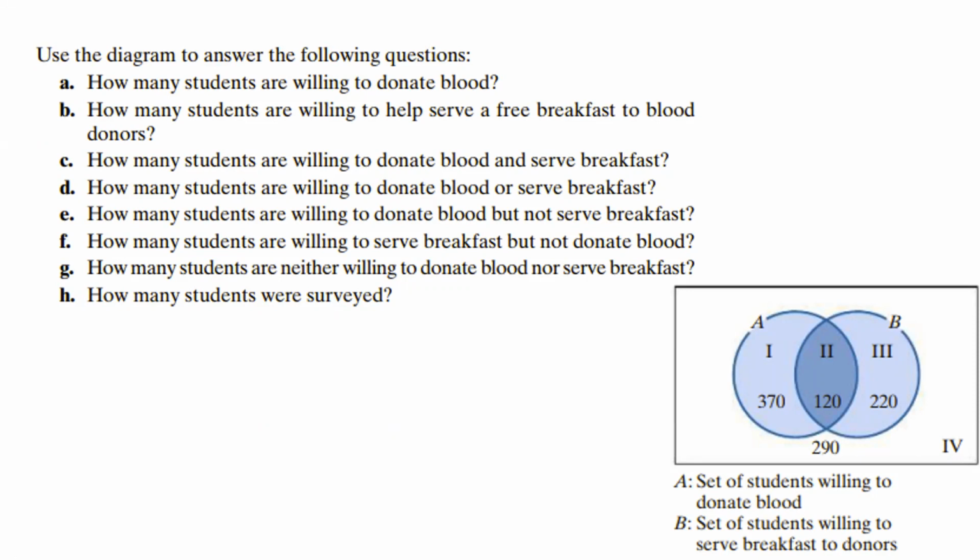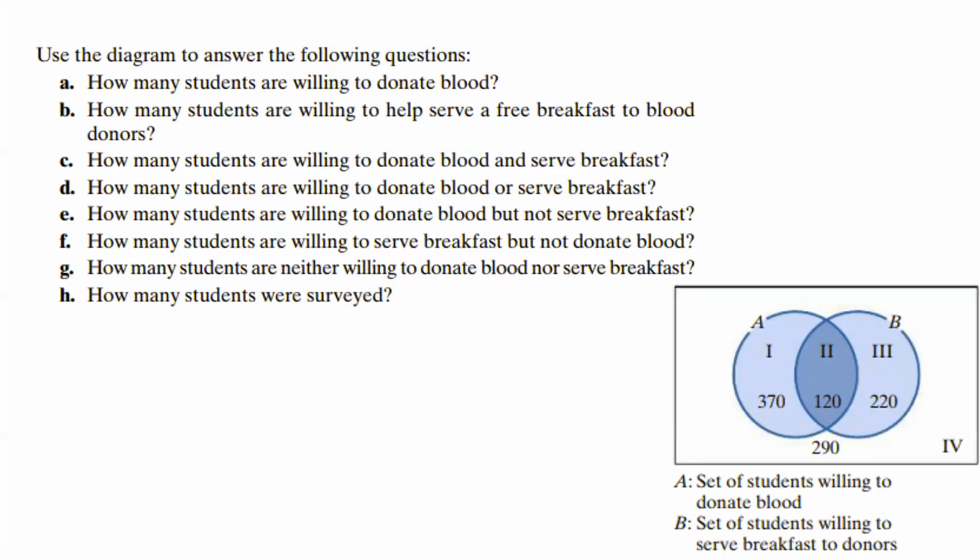So we're starting with what we did in the worksheet last time. I think we had a question almost exactly like this, a Venn diagram with 2 sets. This Venn diagram on the bottom right is from a survey given to students. Set A represents the students willing to donate blood. Set B is the set of students willing to serve breakfast to donors, presumably at a blood drive. And then 290 students didn't really want to do either of those things. That doesn't necessarily mean they didn't want to go to the blood drive. There are other possibilities. Potentially, we might have to have more information about the survey.